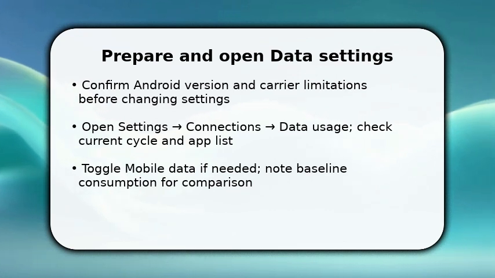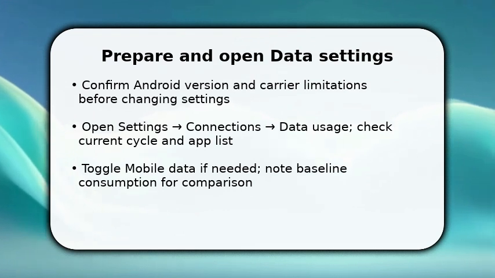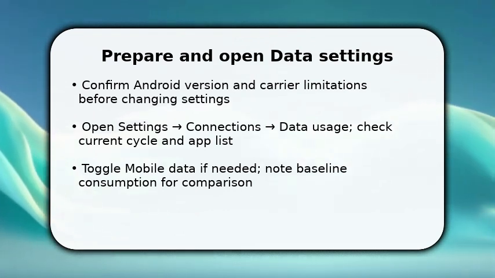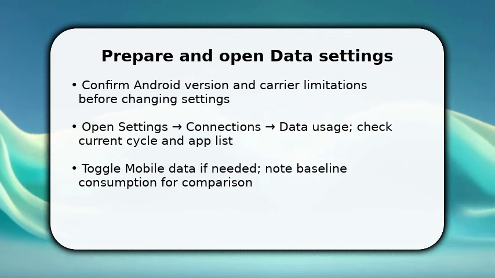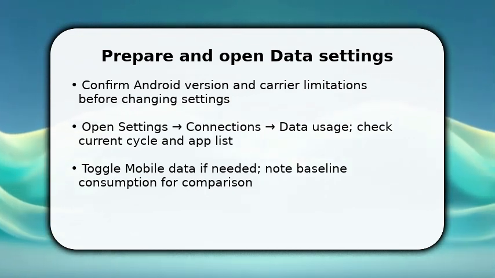If mobile data is off, enable it briefly to register usage metrics. Make sure to note baseline numbers. This helps verify fixes later. Now that setup is done, you're ready to adjust app and system behaviors.